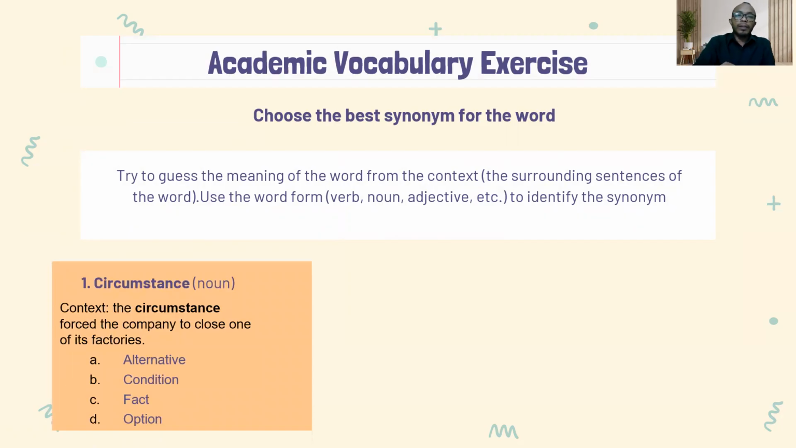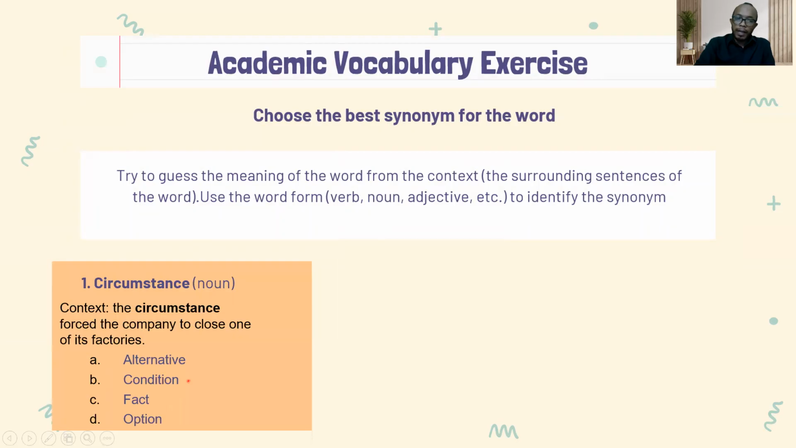What is the best synonym for the word circumstance? Use the word form and the context to help you identify the answer. You can pause the video if you'd like additional time to answer the question. So, what do you think is the answer? All right, now, circumstance is a noun. And from the options, we see that the first one, alternative, is not a noun, it's an adjective. So that might not be the correct answer.